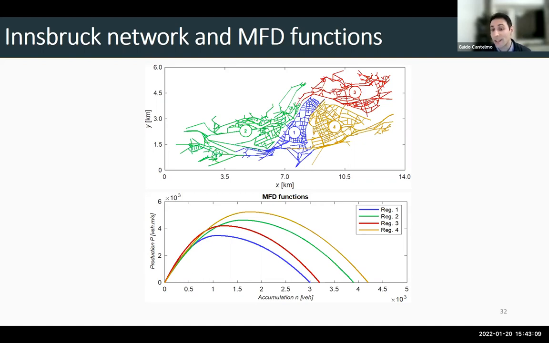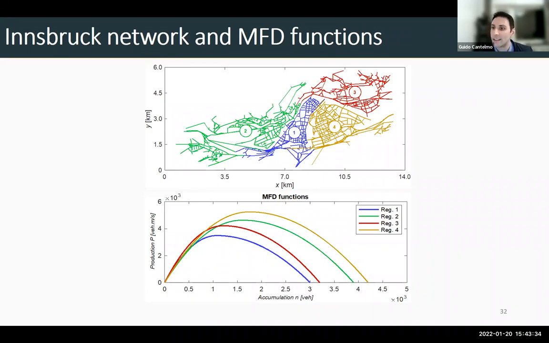The whole network of Innsbruck has been simplified into four regions. And therefore, with only four regions and the regional network, we can easily run the departure time choice and the route choice multiple times. Even a 24-hour simulation is not going to take forever because, as you can see, the network, I don't remember how many nodes, becomes four nodes.